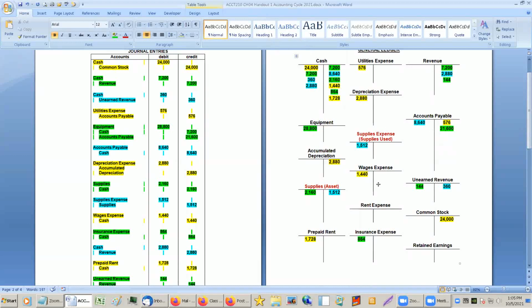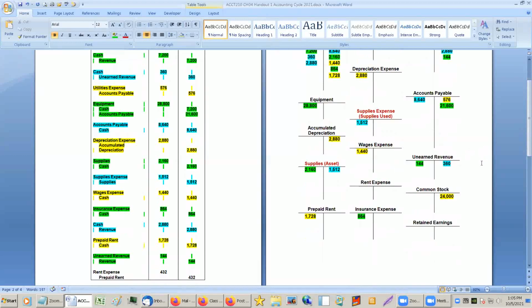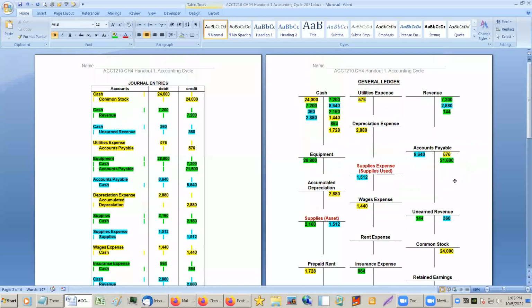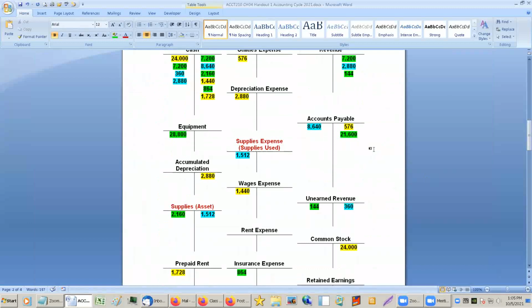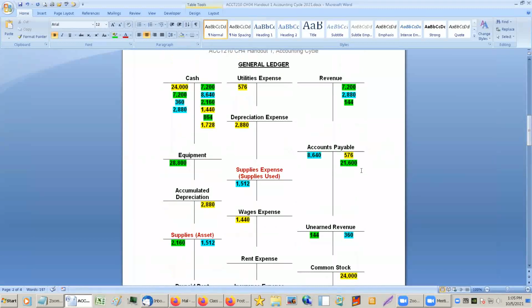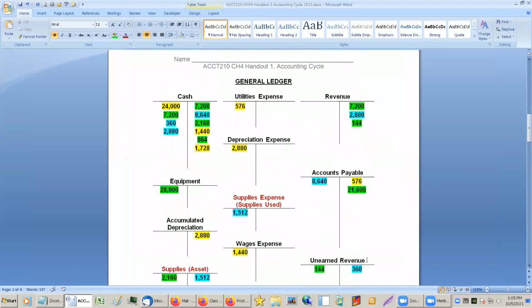I do wish there was a better way to show this. This is one of those things that is really easy in the classroom and really hard to do when you're not doing it this way. But I just want to show you something really quick here, and this unearned revenue is a liability.